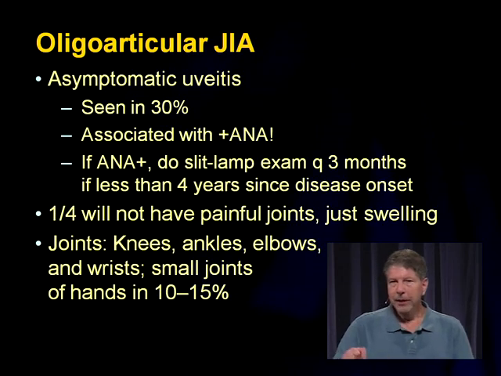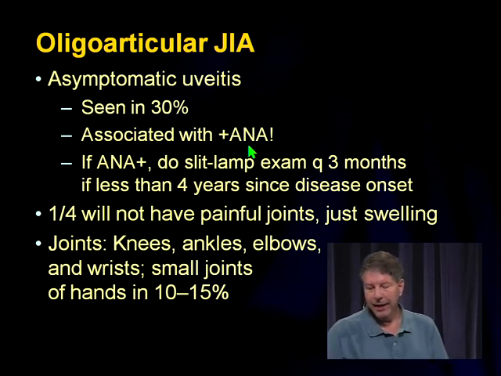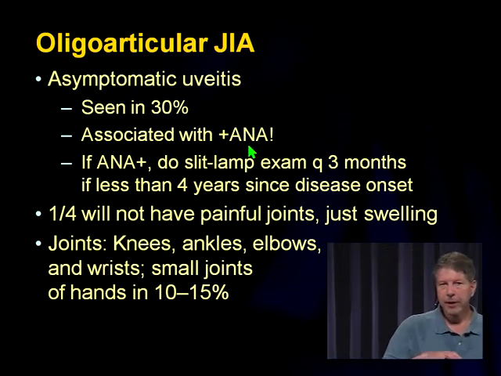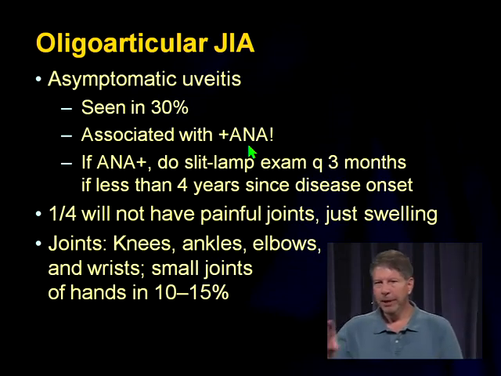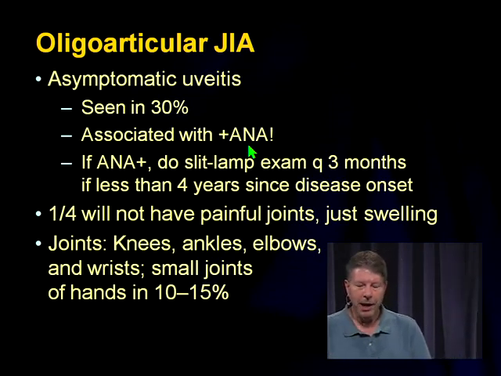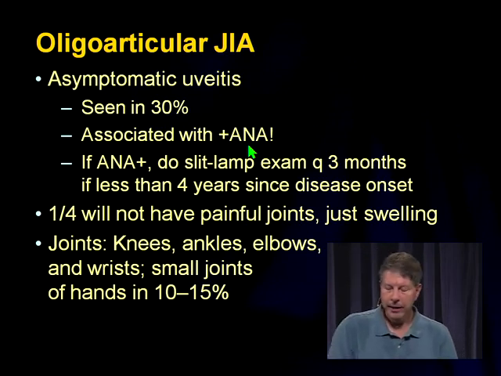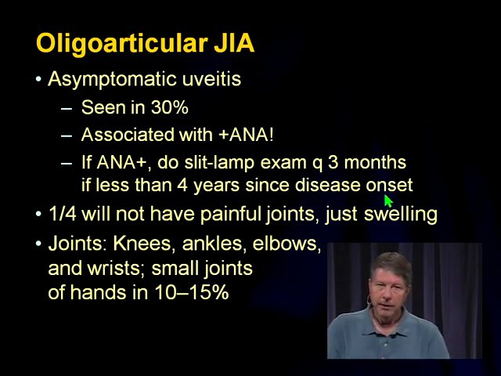The big thing you need to know for the test, I think, is if you have a kid that you're following in your clinic, you need to be aware they need to be followed, particularly if they have a positive ANA with this. So they only have a few joints, they have a positive ANA. This group is at big risk for getting uveitis. So they need to be followed by ophthalmology. And what they want you to do is you've got a kid with oligoarticular JIA, they have a positive ANA, they want you to do slit lamp exam every 3 months if it's been less than 4 years since the disease onset. Okay? So if their disease is in the early stages, you want to be following them very, very carefully every 3 months.